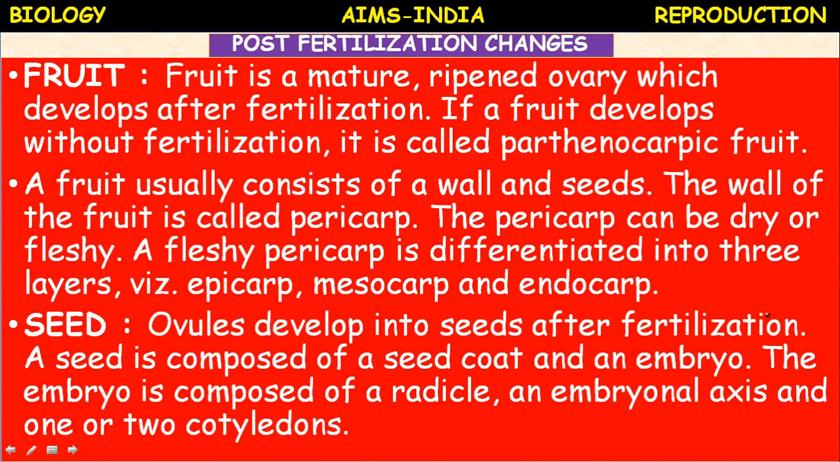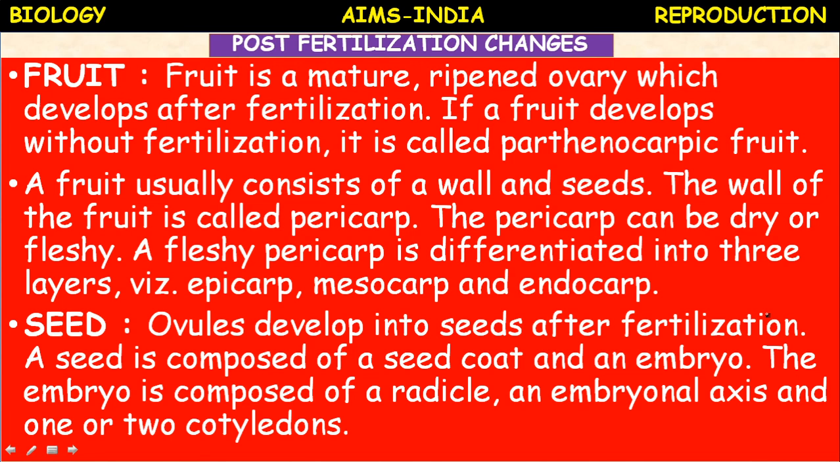Polyembryony is observed due to the fertilization of more than one egg. It is called simple polyembryony, or sometimes formation of extra embryos through sporophytic budding. It is called adventive polyembryony. Okay, apomixis is also a phenomenon. It is the formation of new individuals through asexual reproduction without involving the formation and fusion of gametes. It is called apomixis. Okay, children.